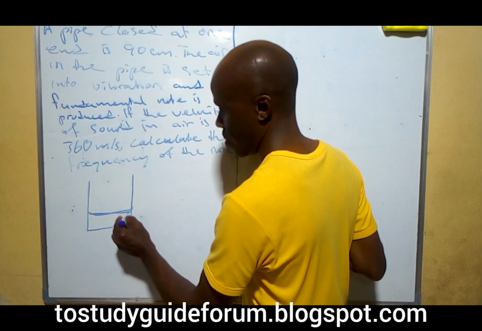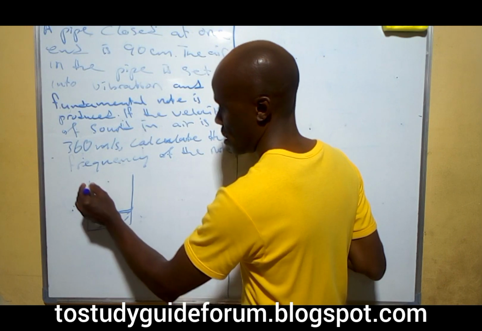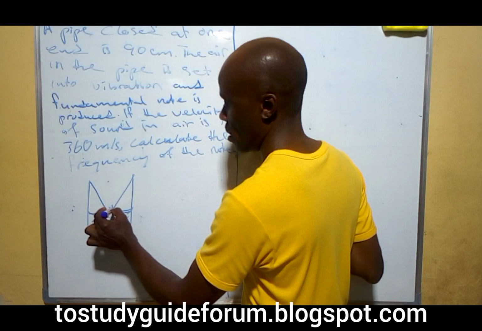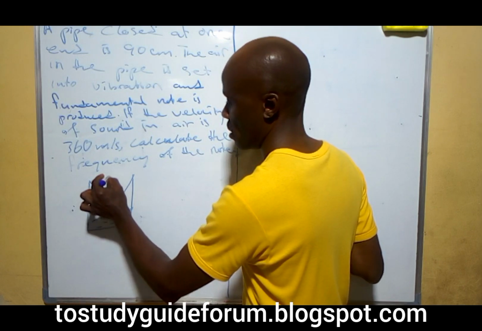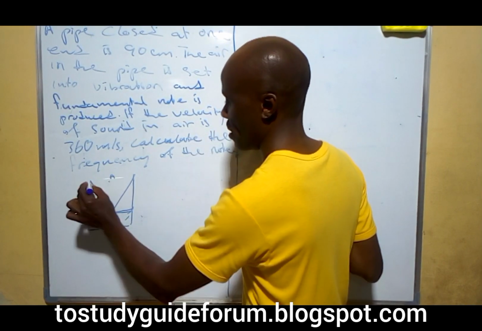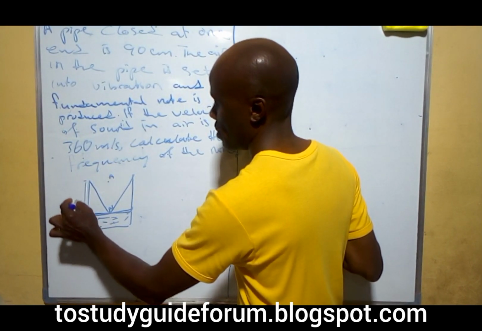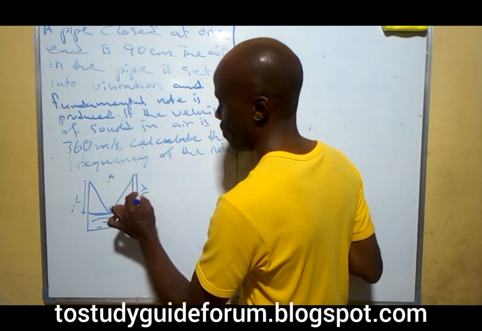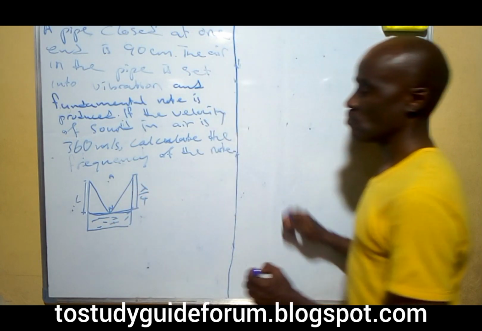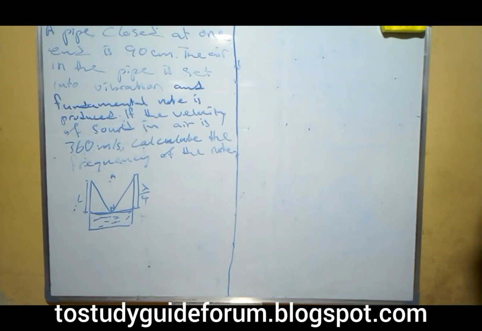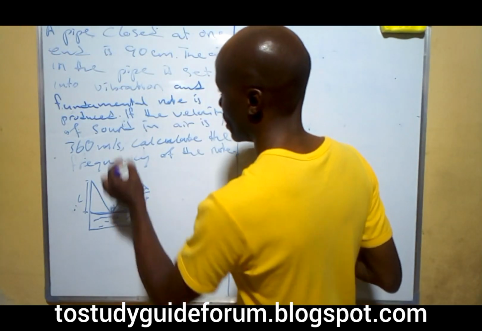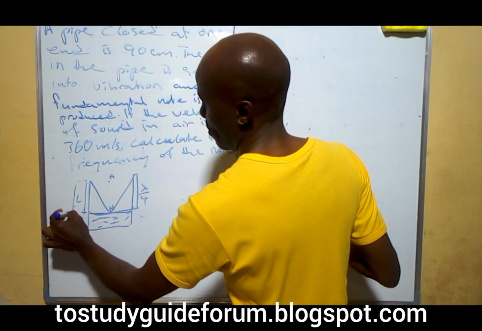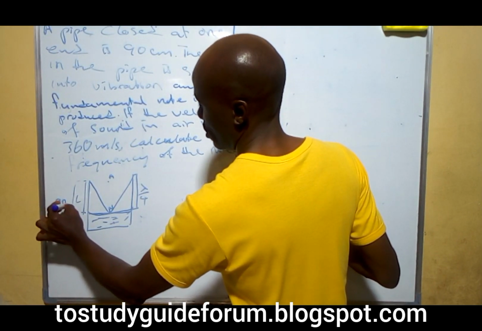This is the air or the water, and then this is the air column. At this place we have the node, and then this is the antinode, and then we have the length, which is equal to lambda, the wavelength, over 4. This is a picture of what they said, the closed pipe, one end. From this place to that place is 90 cm.